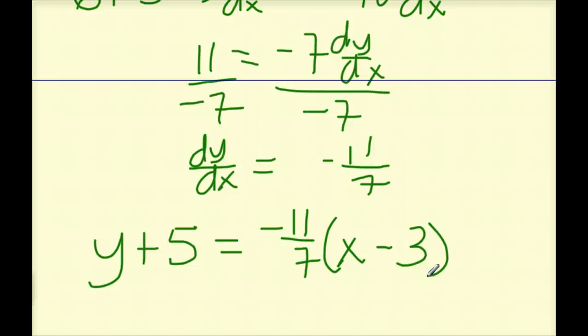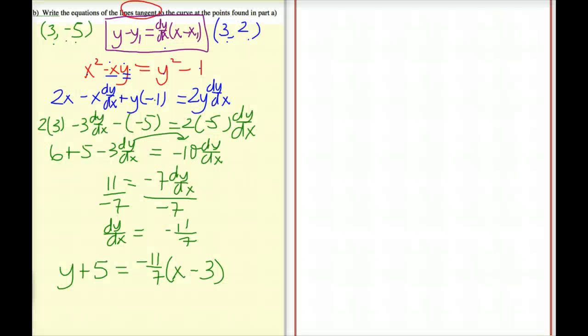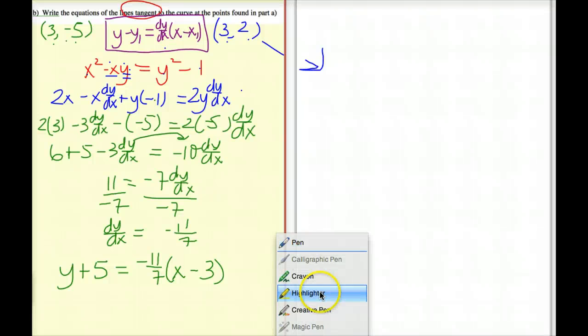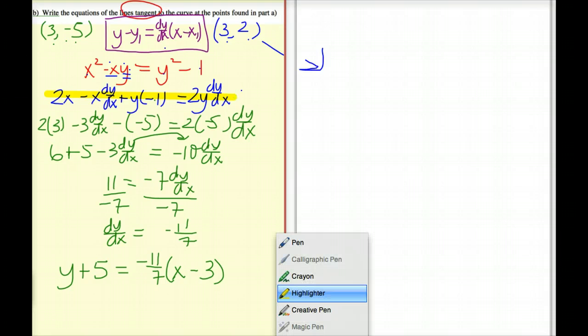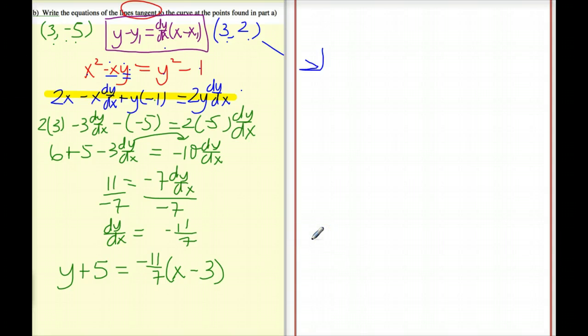However, we're going to have to use our other problem. So let me split the screen and let's repeat this, but instead let's use our blue point. So that's what we're going to use right here. So in order to do this, I'm going to use this equation. Let me highlight it. And then plug in our 3, 2. So let's do this. We get 2 times 3 minus 3 dy/dx.